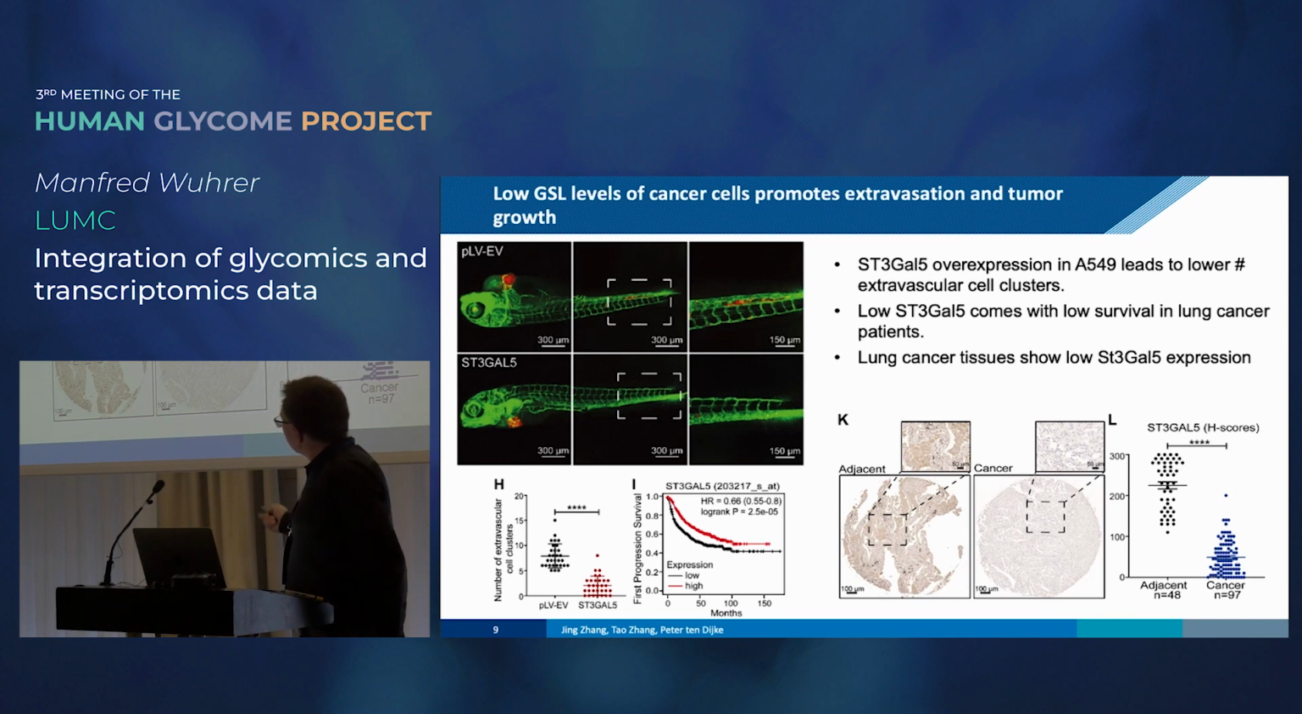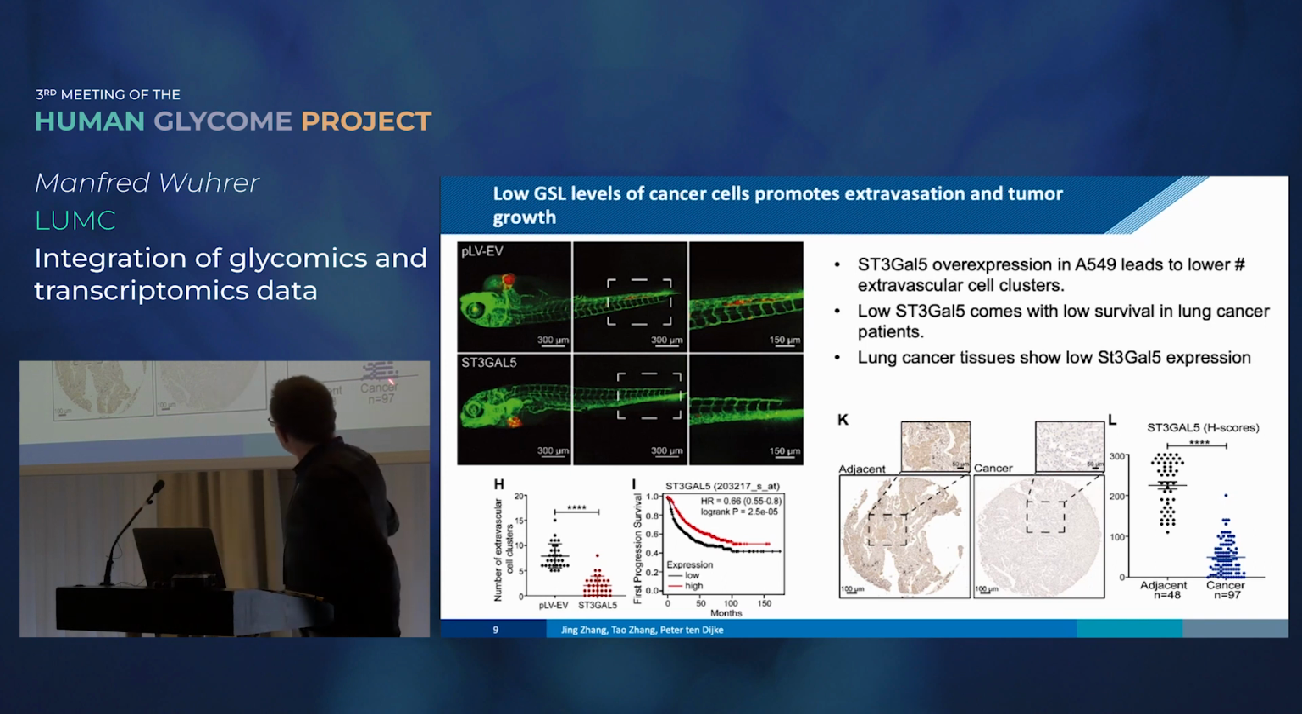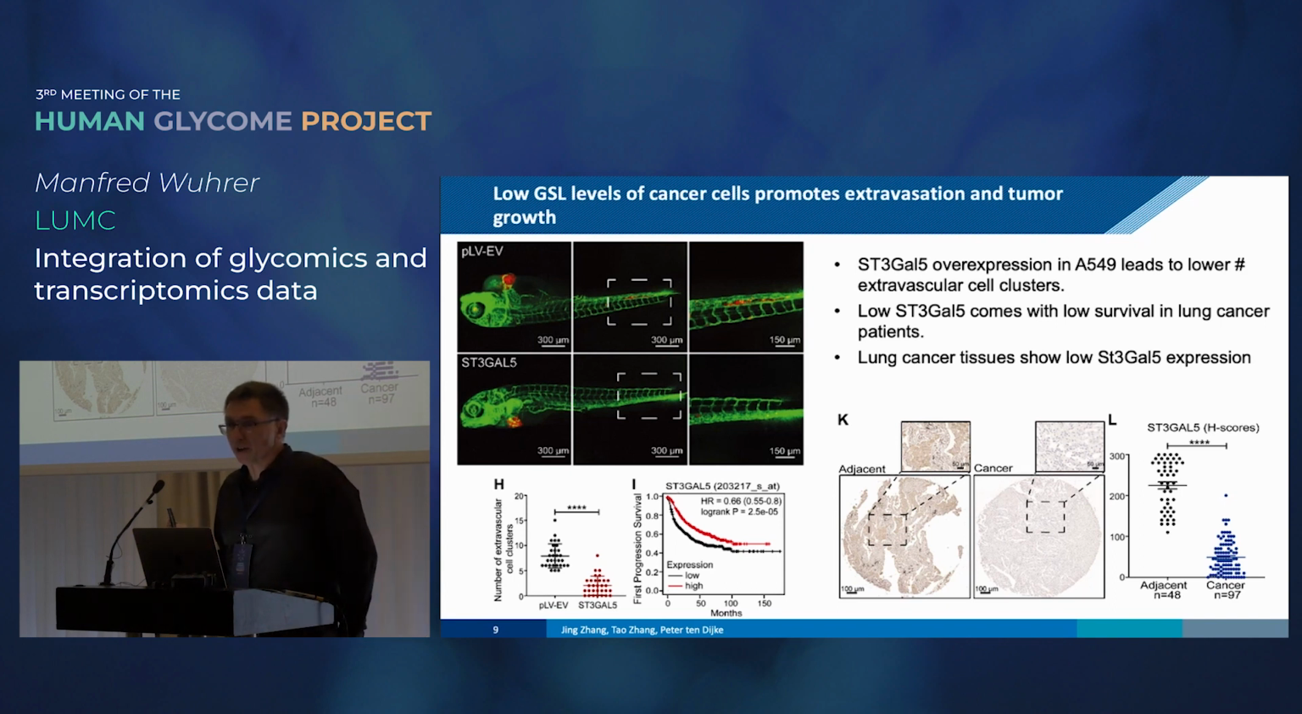Then if we look in the tissue, we see indeed that the cancer tissue has a lower expression of SD3-Gal5 compared to the healthy lung tissue, adjacent tissue. And this is quantified here, so indeed, in all these cases, in a paired comparison, the adjacent lung has a higher expression of gangliosides than the cancer. So low ganglioside expression is bad in lung cancer. That is kind of a simple summary here.